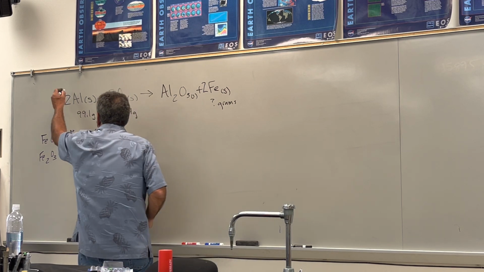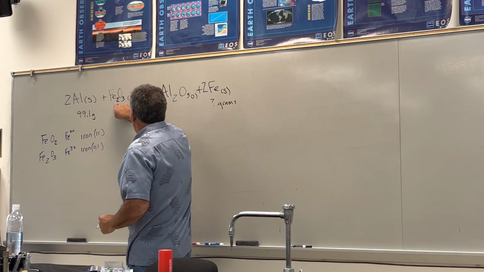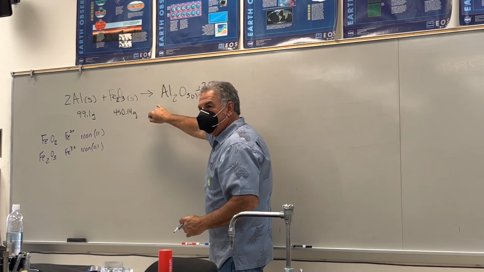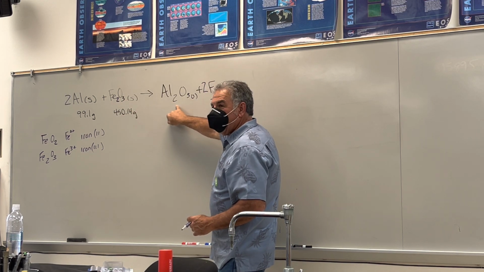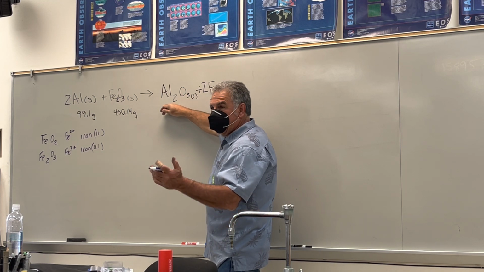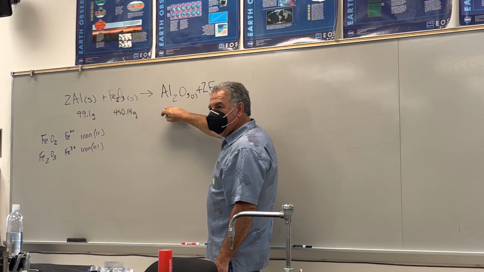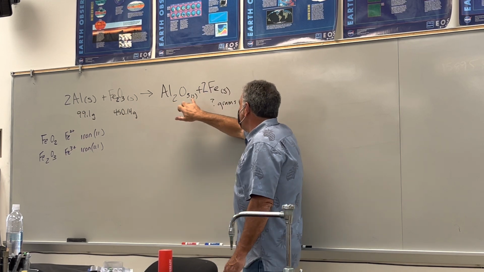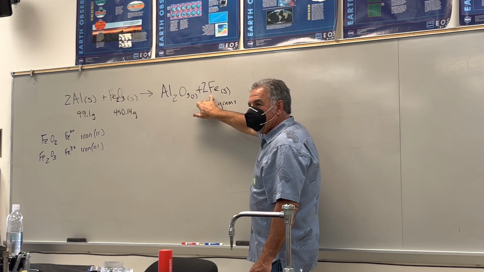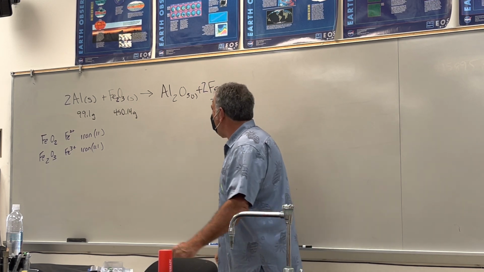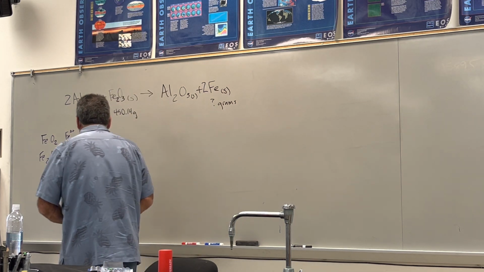So this is 2 moles of aluminum plus 1 mole iron 3 oxide yields 1 mole of aluminum oxide. We don't have to say anything for aluminum because its charge is fixed. Plus 2 moles of iron. Perfect. All right, so there we are.